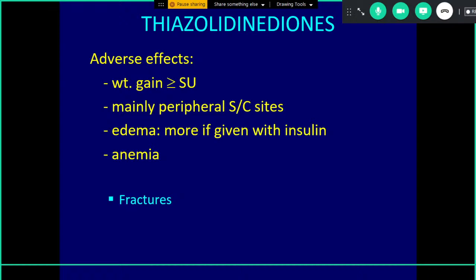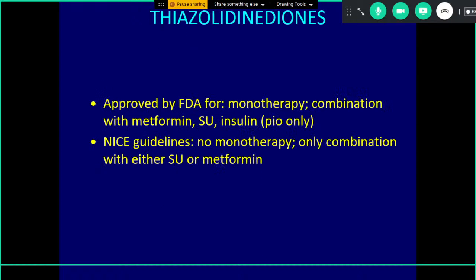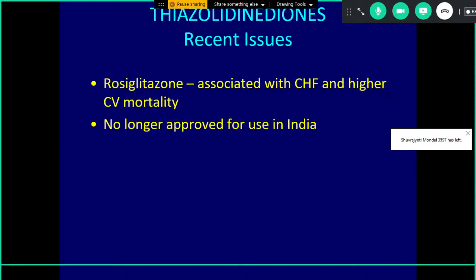A more recent side effect which has been noticed is fractures because they divert the mesenchymal stem cells towards adipocyte production away from the osteoblast and osteocyte production, right? So fracture risk is supposed to be slightly higher with them. It's been approved for a range of uses depending on which country you are in. The FDA has allowed it as monotherapy. NICE, which runs the UK guidelines, has no monotherapy, but only combination with sulfonylureas and metformin.